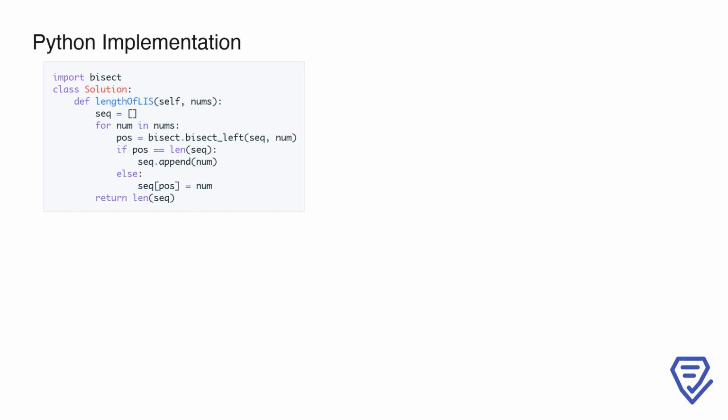Otherwise, we replace the existing value, ensuring the sequence's minimal tail property. Finally, the length of seq is returned, giving the longest increasing subsequence length. This method is efficient and concise, leveraging Python's built-in tools.